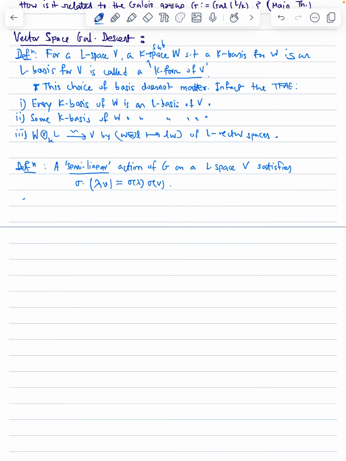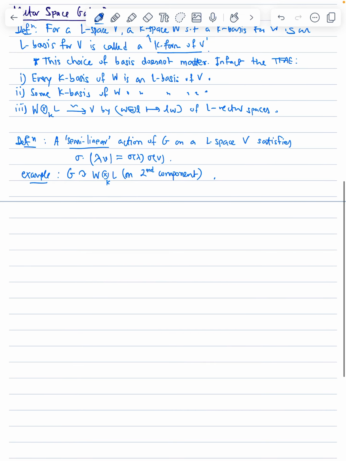As an example, you can show that this action of G on W tensor L, on the second component, is one such example. It's really easy to see. And we'll say an L vector space V has a G structure if there is a semilinear action of G on V.